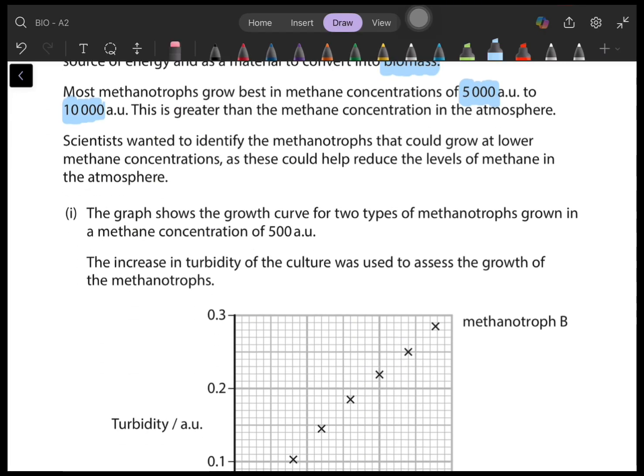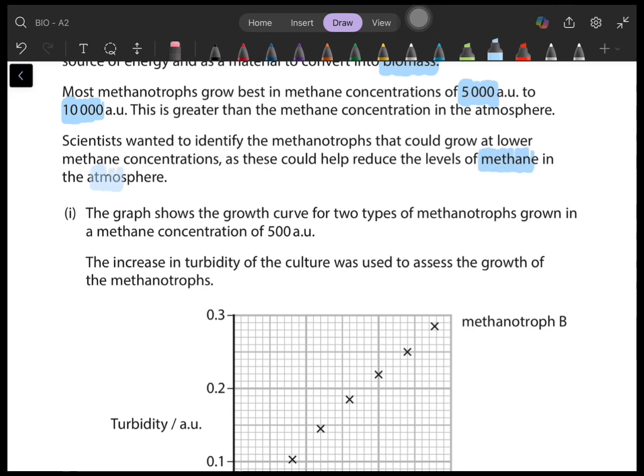Scientists wanted to identify methanotrophs that could grow at lower methane concentration, as they would help to reduce the levels of methane in the atmosphere.